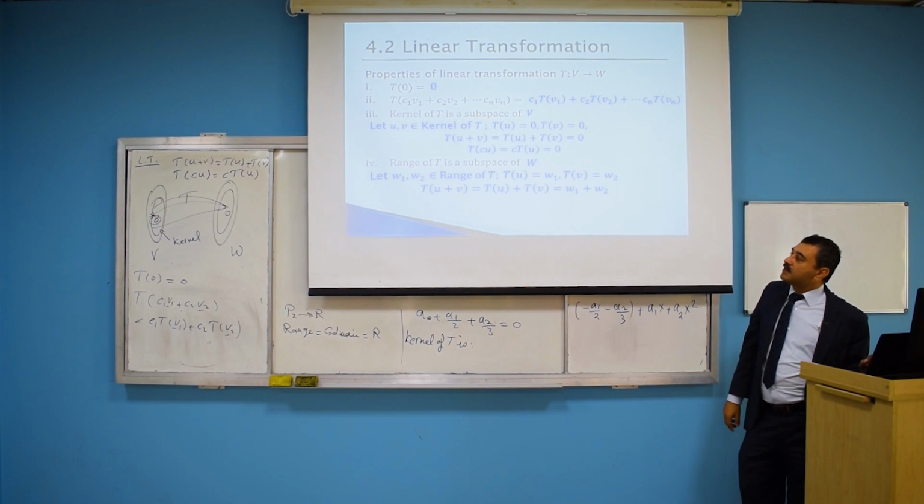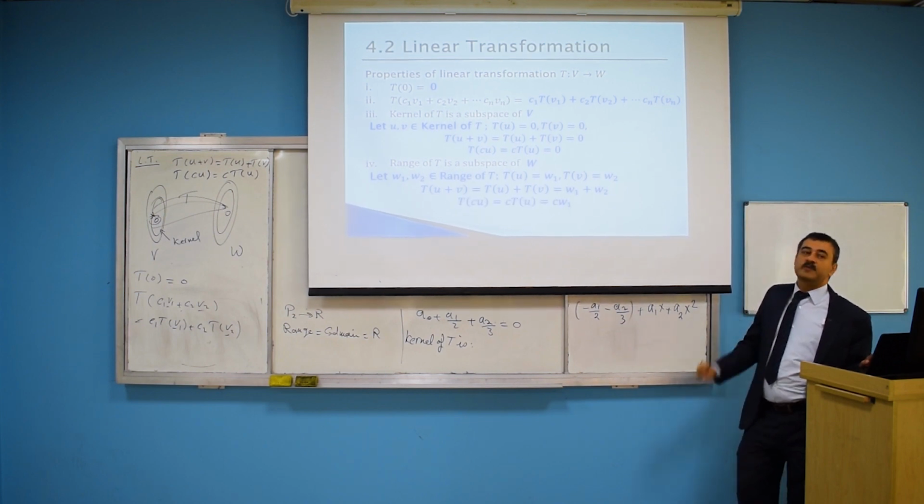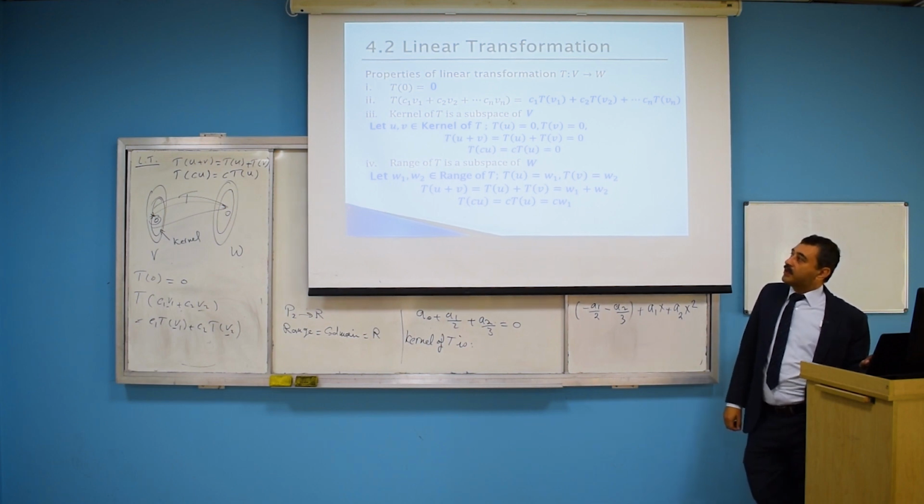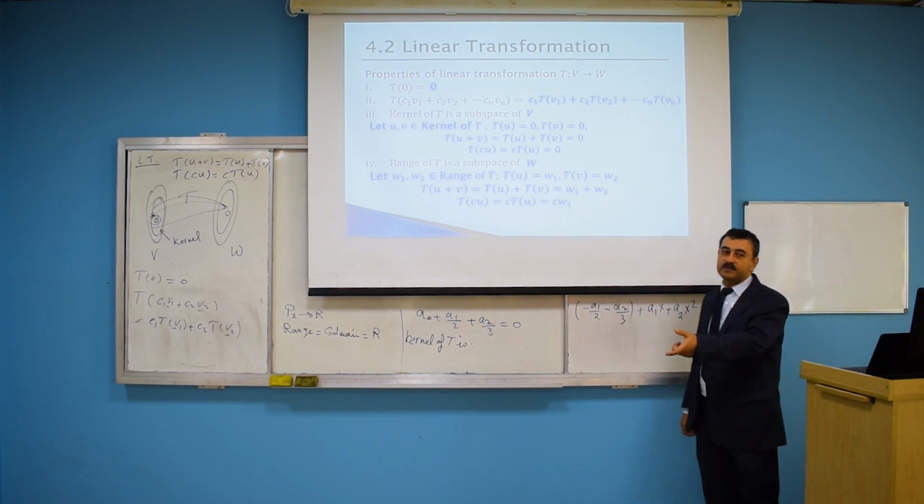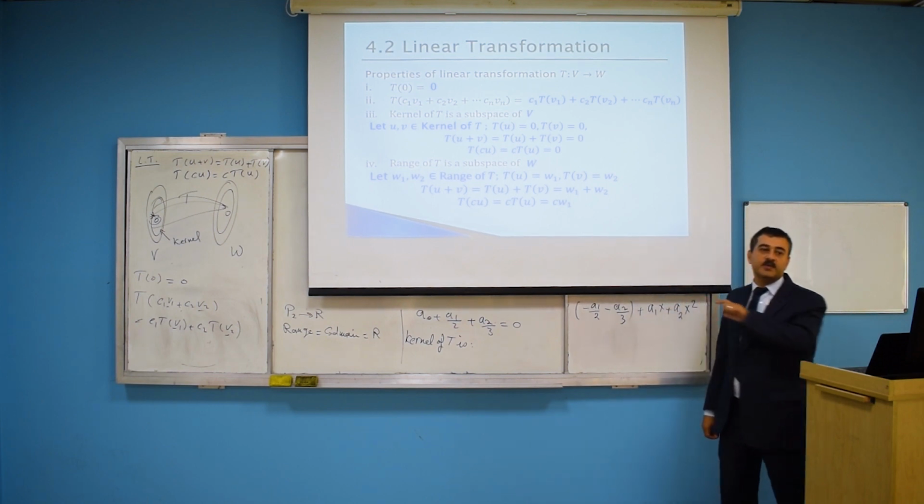And similarly for the scalar multiplication. So this is the way we write the proofs for the range and kernel to be subspaces. The kernel is a subspace of V, and the range is a subspace of W.